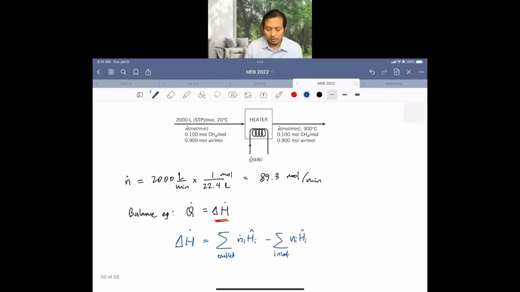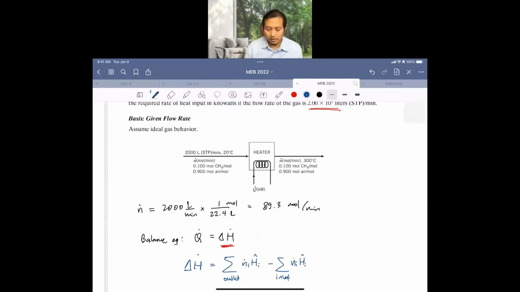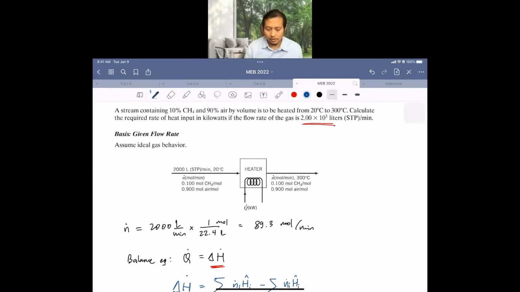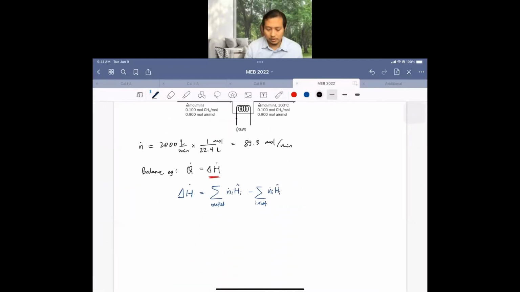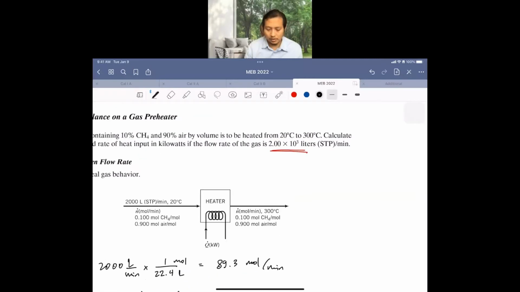And then basically, we can see that we have the CH4 and air, right? CH4 and air. So we need to choose the reference state. Reference state for CH4. That is, what is our temperature? It's from 20 to 300.